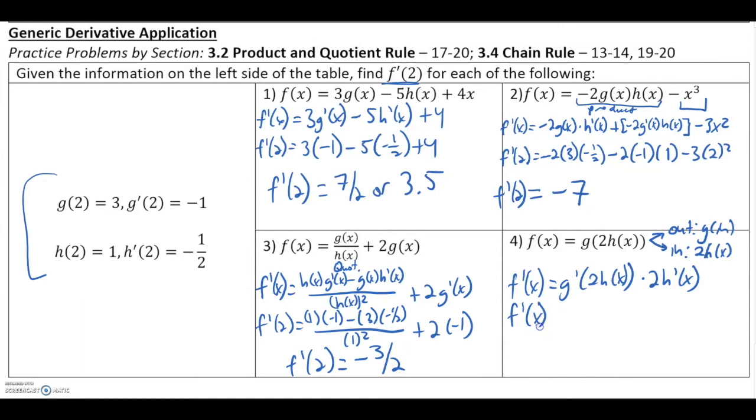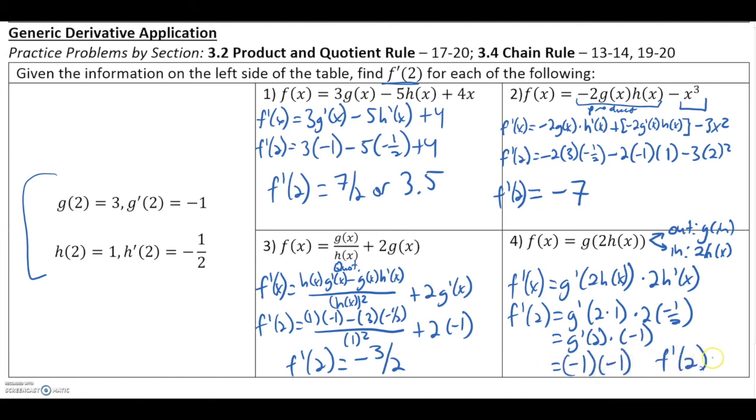Now this one we'll have to do in a couple steps. We got to remember how to use composite functions here. You're doing g prime of 2 times h of 2, and h of 2 was a 1, times 2 times h prime of 2, which is a -1/2. But notice how that's going to make you do g prime of 2 times, now we got a -1 out there, and g prime of 2 was -1. So -1 times -1, f prime of 2 will equal 1.